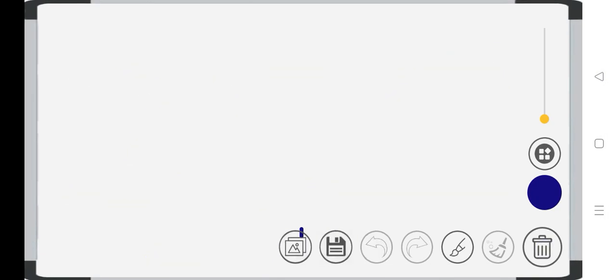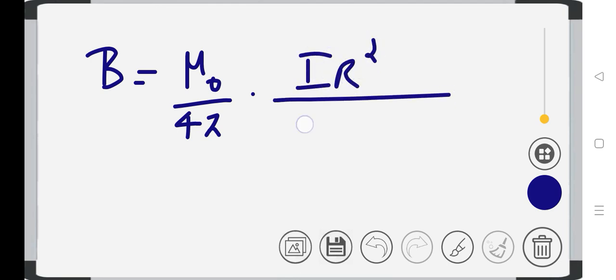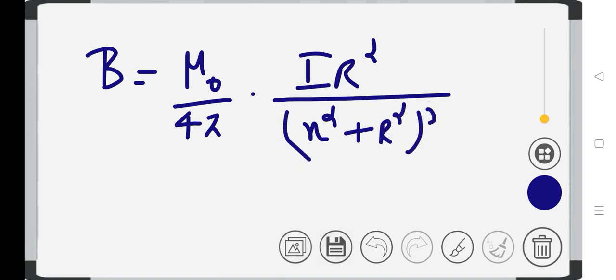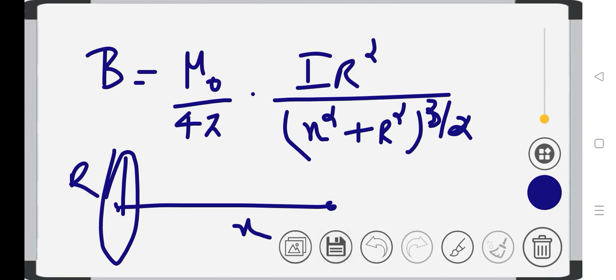So B equal to mu 0 by 2 into I r square by (x square plus r square) whole raised to 3 by 2. This is the magnetic field at a distance x from the circular loop having radius r. Suppose we have to find the magnetic field at the center of the loop, that is when x equal to 0. x equal to 0 means at the center.